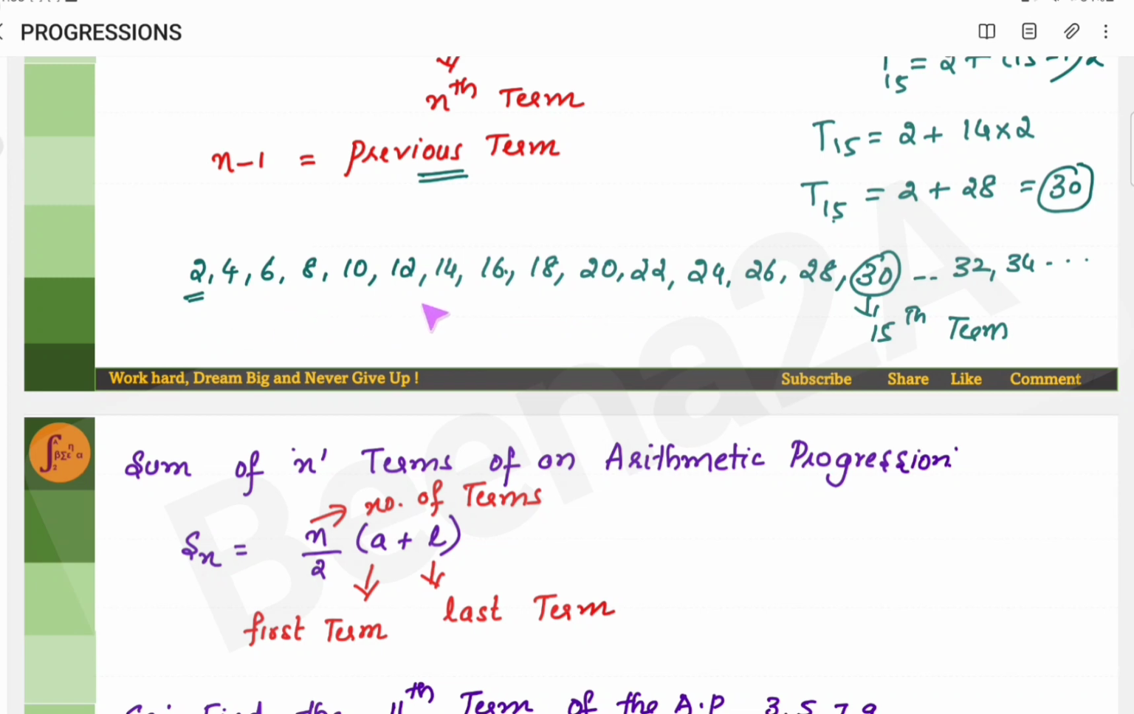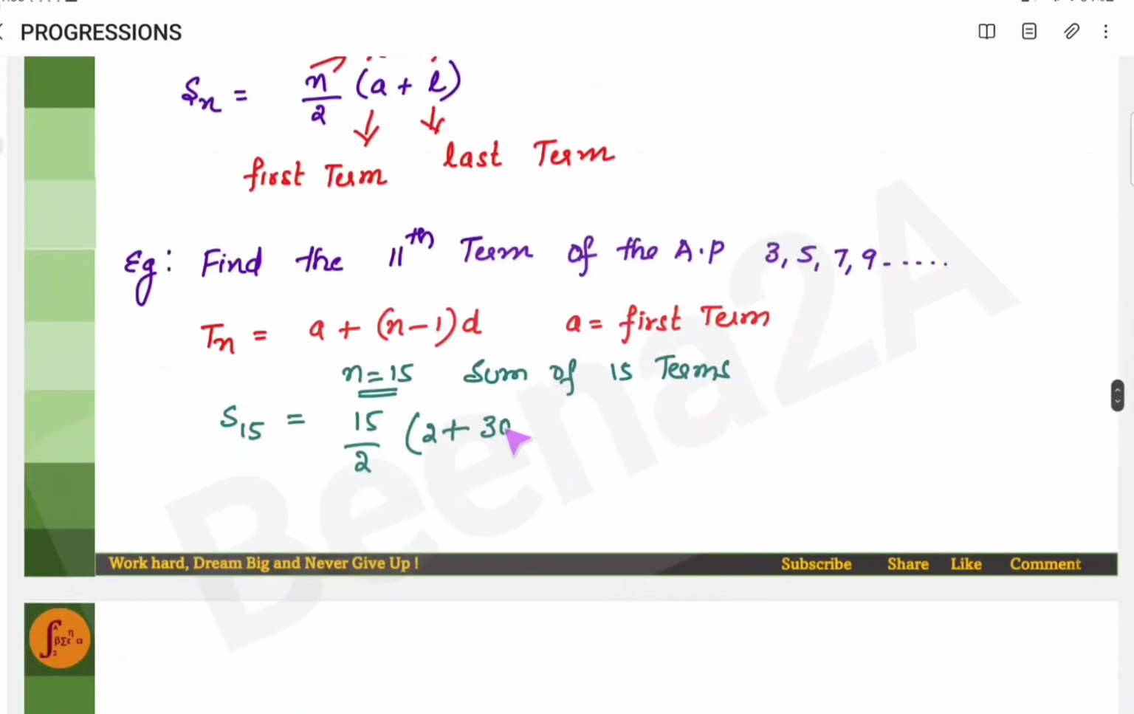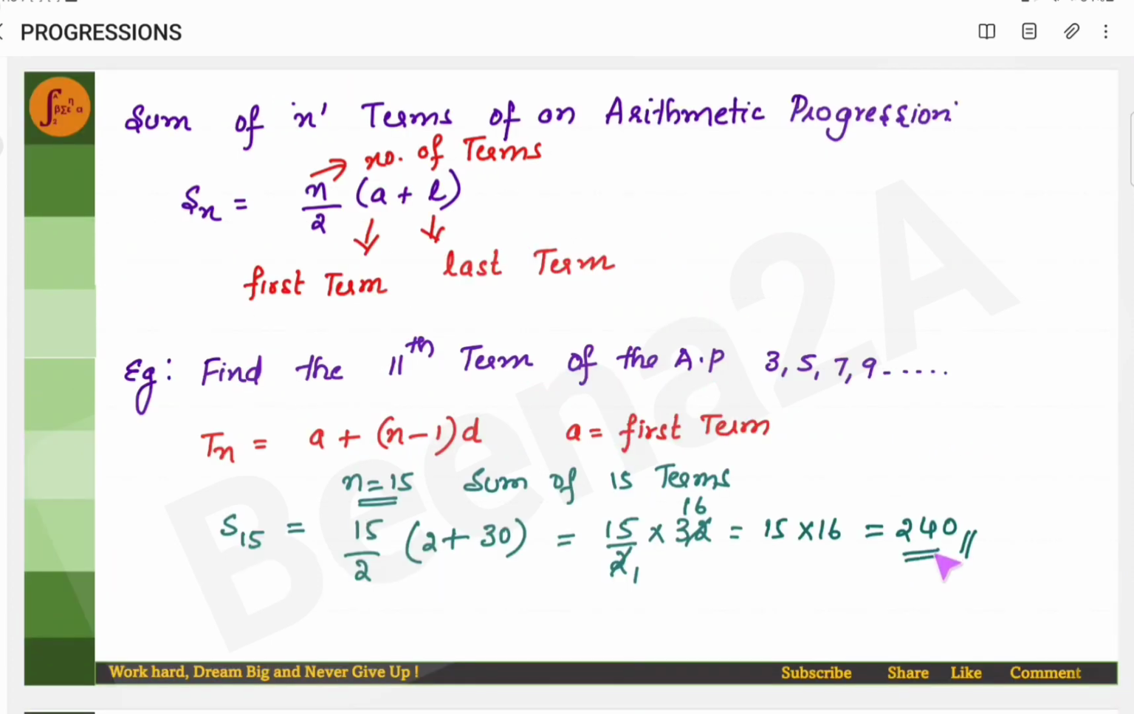Now, I have given this particular sequence from 2 to 30. So what is the last term in this? It's 30. So I'll write it as 30. Now what will be the calculation? 15 by 2 into 32. 2 ones are 2, 2 16s are... 15 into 16, right? I will get 15 into 16, which is 240. So we got the sum of terms.